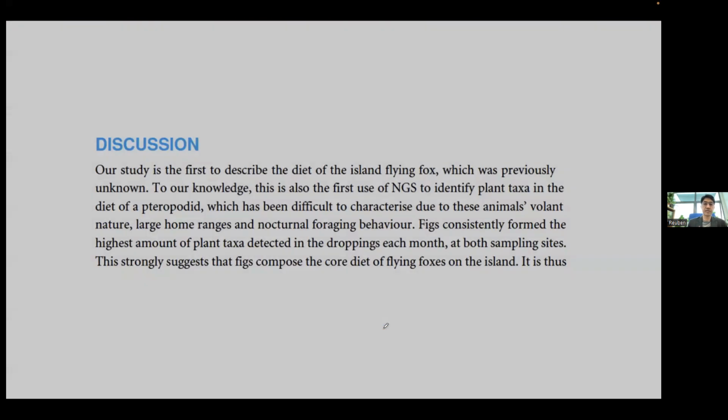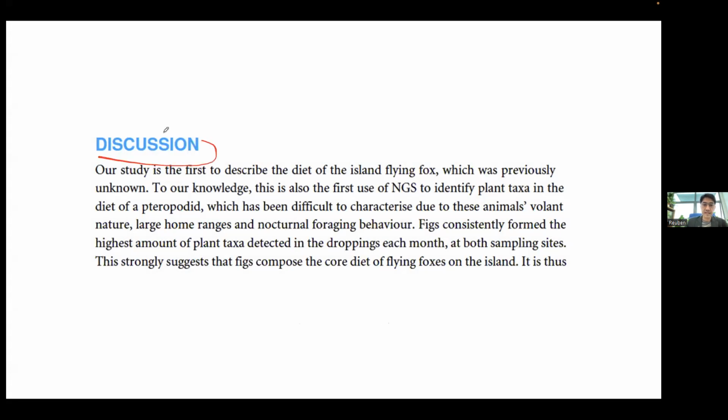You need to have a nice, interesting summary statement, 1 or 2 statements that emphasize the novelty of it. For example, here in the discussion, you don't straight away start off your discussion with result number 1. You need to actually have an introductory paragraph here that highlights the novelty of the study. For example, our study is the first to describe the diet of the island flying fox, which was previously unknown. That should be your first sentence. And then you highlight the novelty of your study. To our knowledge, it's very important to use this phrase, to our knowledge, here, right?